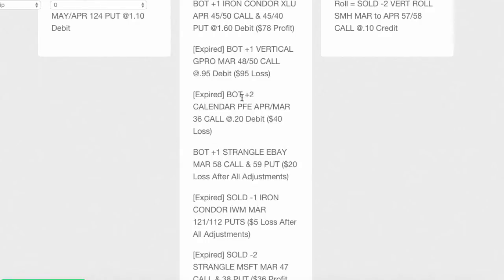We did buy back our calendar in Pfizer. We bought that back, that 36 call, for a 20-cent debit. So we basically took a $40 loss on that one.